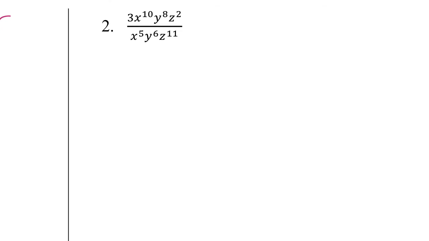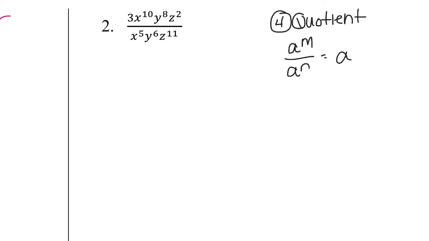Simplify this expression. So now let's look at it. We have a fraction, so that means I'm probably going to have to use that quotient rule because I don't see any parentheses. So we're going to have to start with the quotient rule, so that was number 4. And the quotient rule said if you have a to the m over a to the n, you subtract their exponents. That only goes for exponents. Coefficients do what they're supposed to do. So there's a 1 in front of this x. So you're going to have 3 over 1 times.